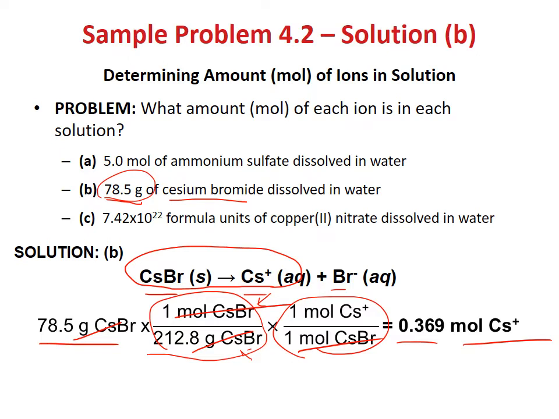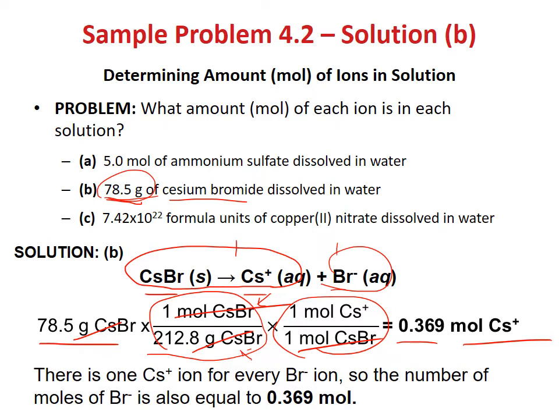Similarly, you can calculate the number of moles of bromide. Again, you should convert grams of cesium bromide to moles and use stoichiometry. Now in this case, the ratio is 1-to-1. So whenever you generate 1 cesium cation, you also generate 1 bromide anion. So the answer is the same, 0.369 mole.